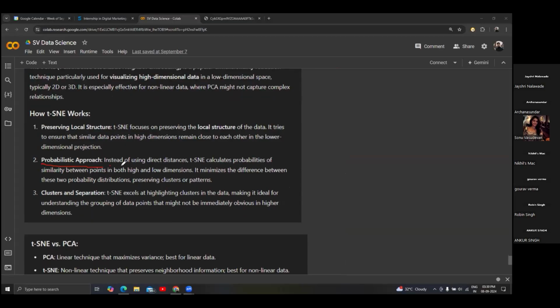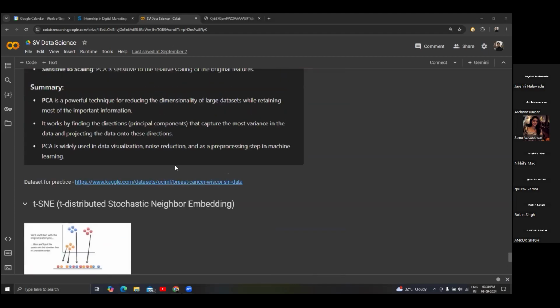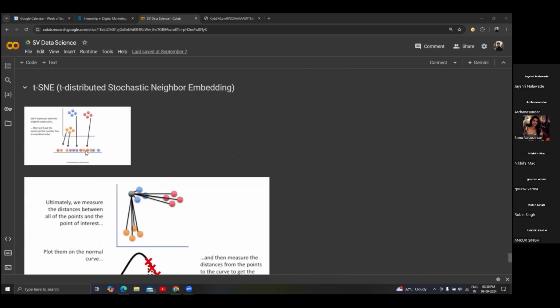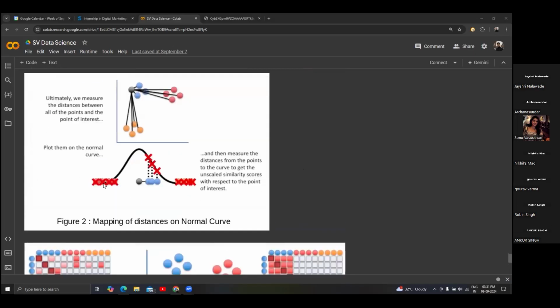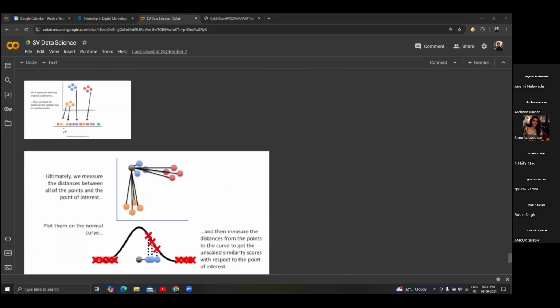Probabilistic approach: instead of using direct distance, t-SNE calculates the probability of similarity between points in both high and low dimension. It minimizes the difference between these two probability distributions, preserving the cluster pattern. So after projecting onto a line, it clusters itself according to probabilities, according to the features. If they are similar, then they will be clustered.